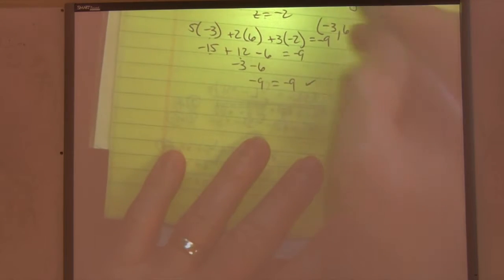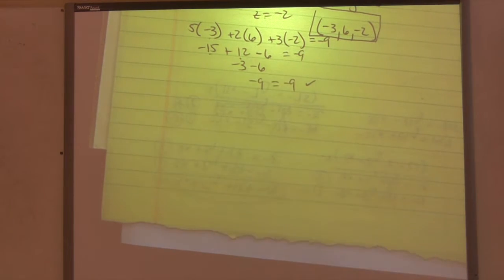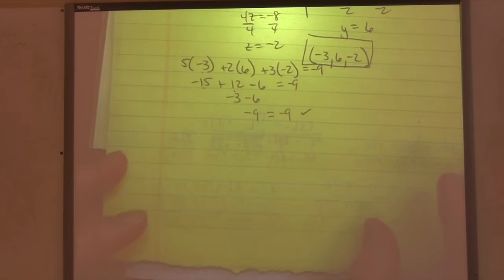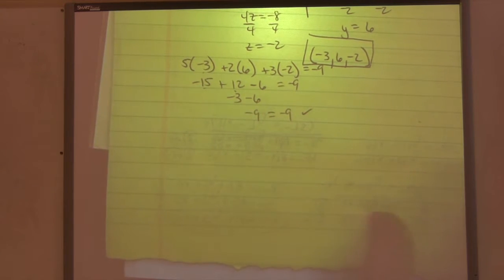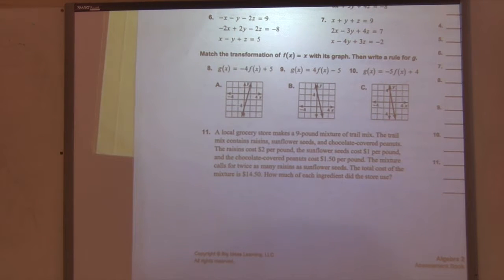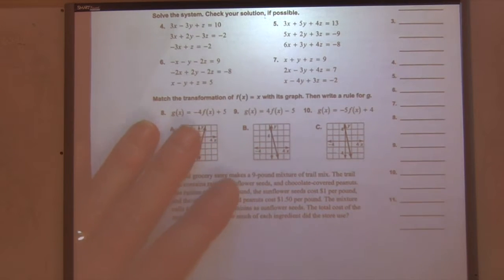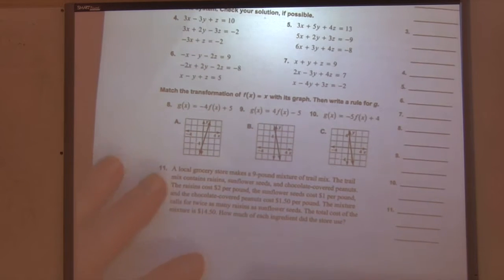And so my answer is written as an ordered triple. We use parentheses here just like we do with an ordered pair. And so it's negative 3, 6, and negative 2. So that is how you do problems 4, 5, 6, and 7. Okay, those are all three variables, 3 equations.